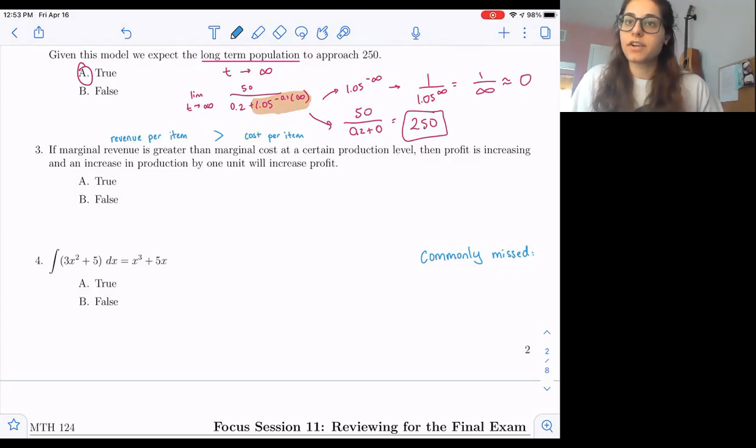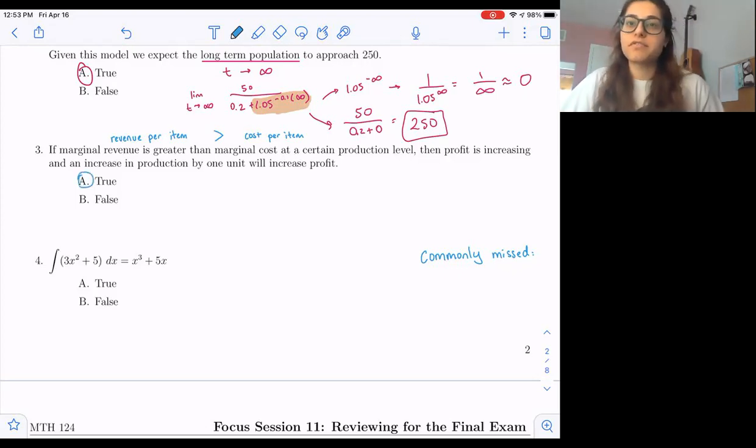And an increase in production by 1 unit will increase profit. So if I increase production, if I make more of them, then I am going to increase profit because I'm getting more money than I'm spending. So I want to keep making them because that's a good thing. I want to keep producing these items so that I get more money overall. So that is true.